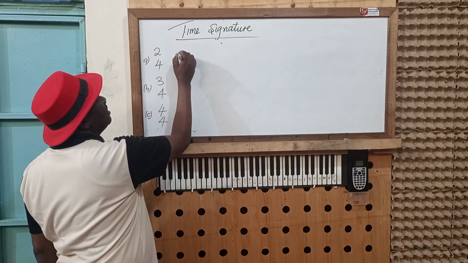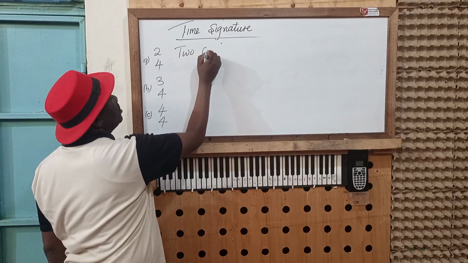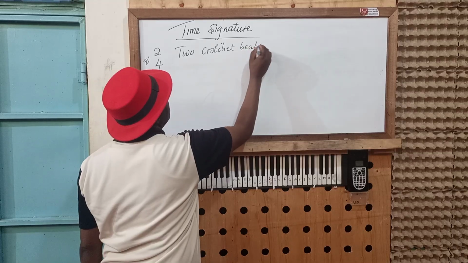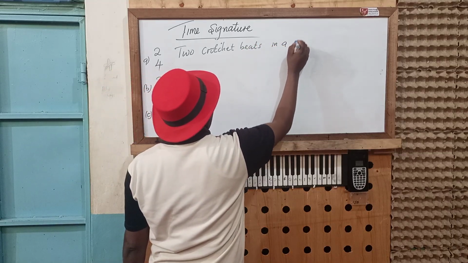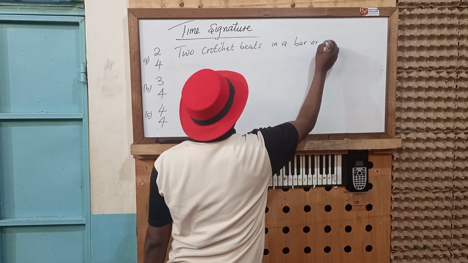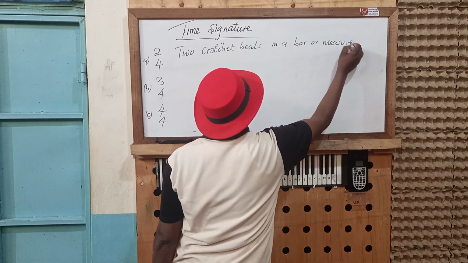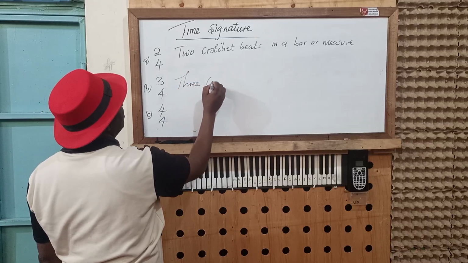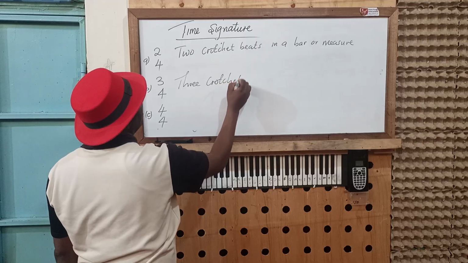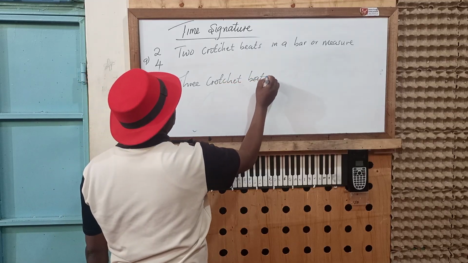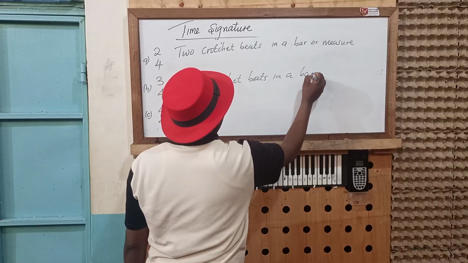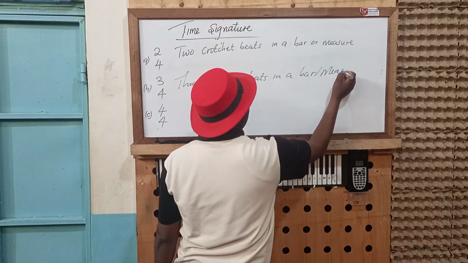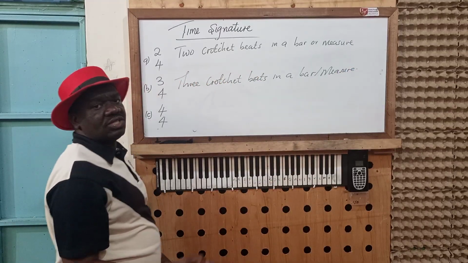This one means 2 crochet beats in a bar or measure. This one means 3 crochet beats. 3 crochet beats in a bar. Bar is also called measure.